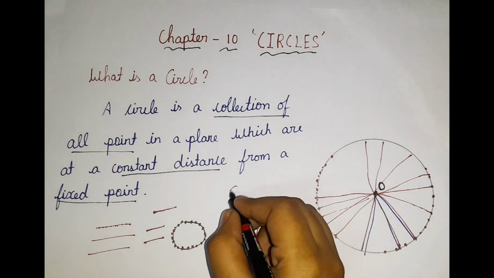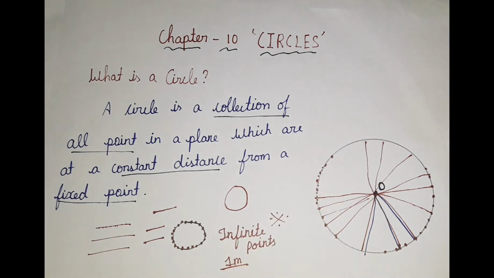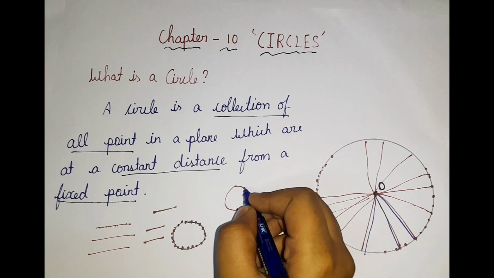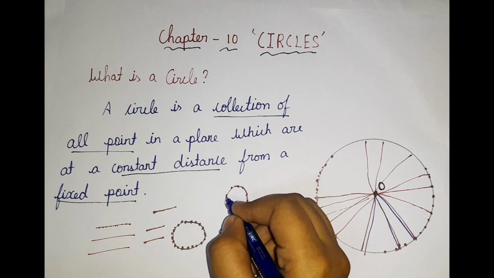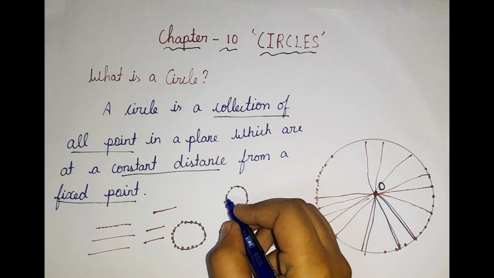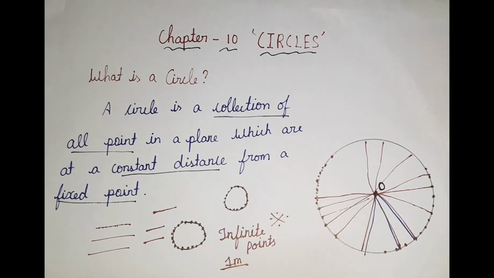Okay, so whenever you draw a circle, if someone asks you how many points a circle has, you should just answer that it has infinite points. It has a lot of points. So this is the basic definition and explanation of a circle.